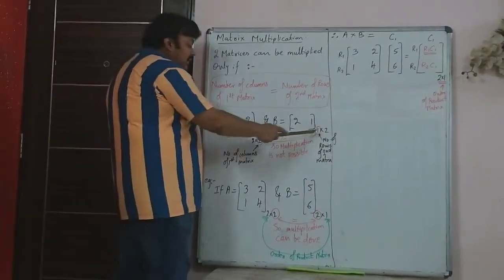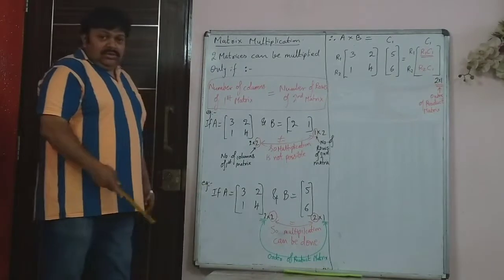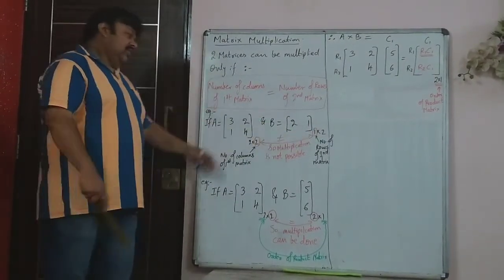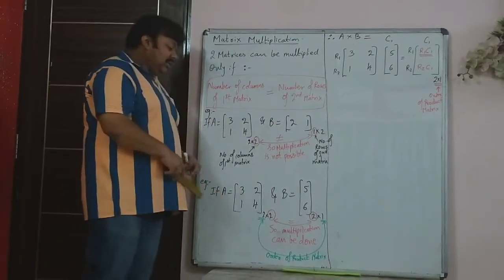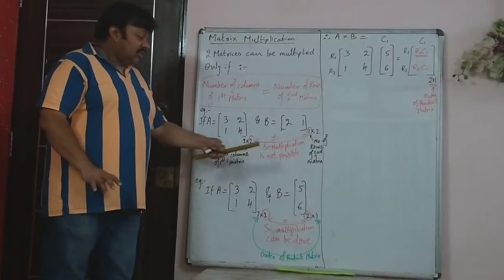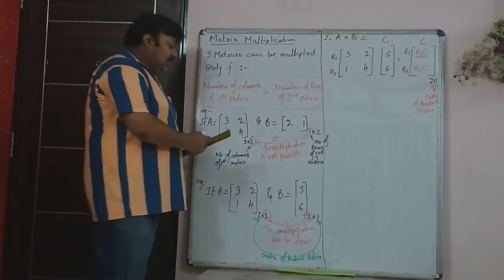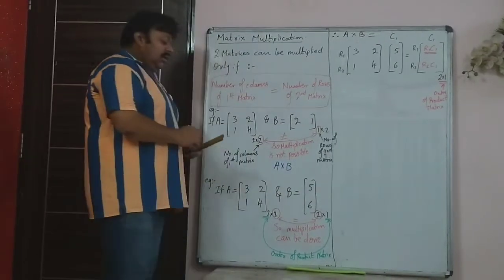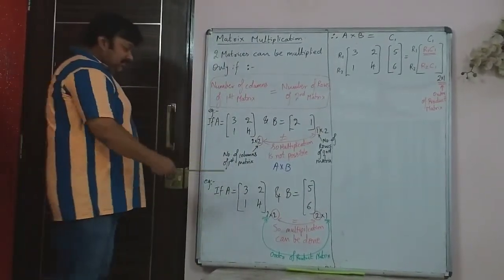In this case, they are not equal. This has got two columns and that has got only one row. So we cannot do A into B. So A into B in this particular case is not possible. So you can't do A cross B. So we will take another example.